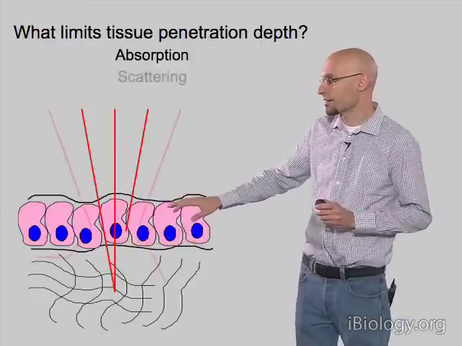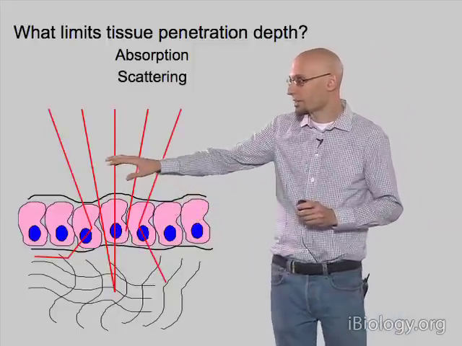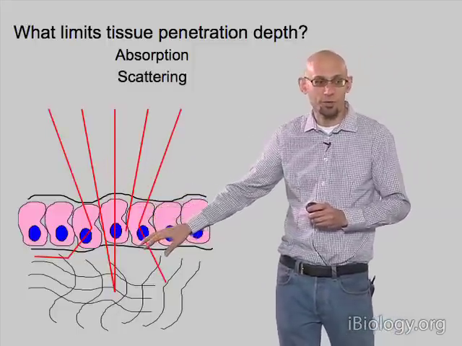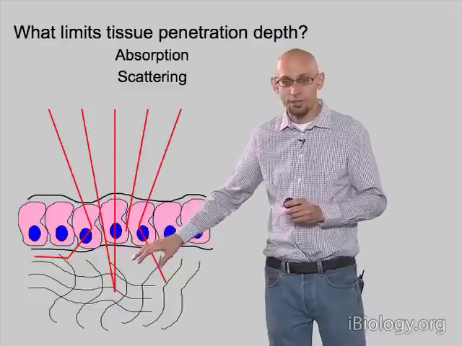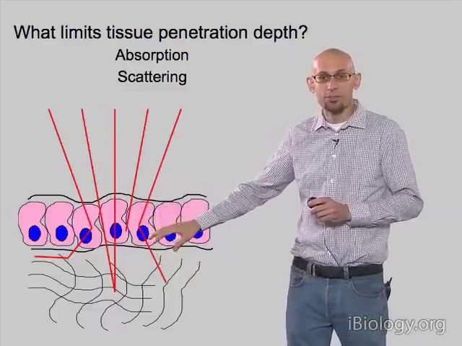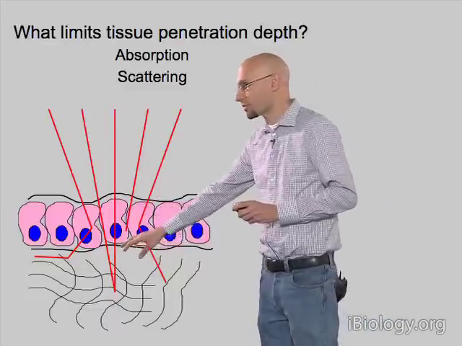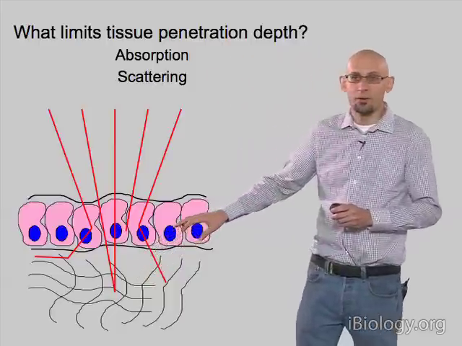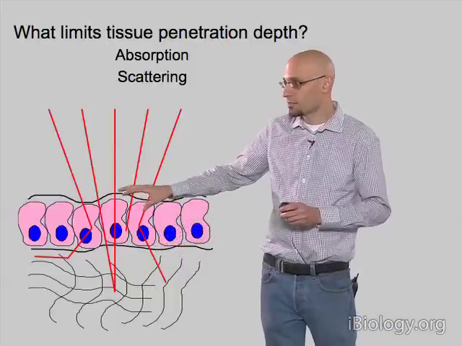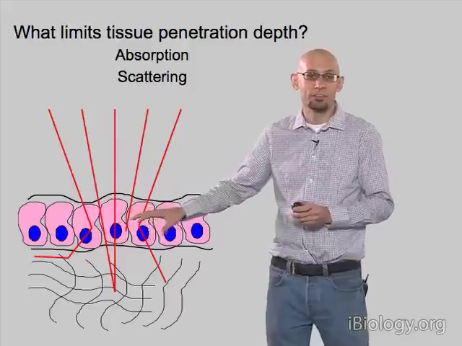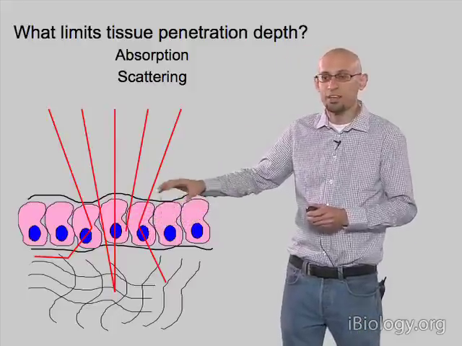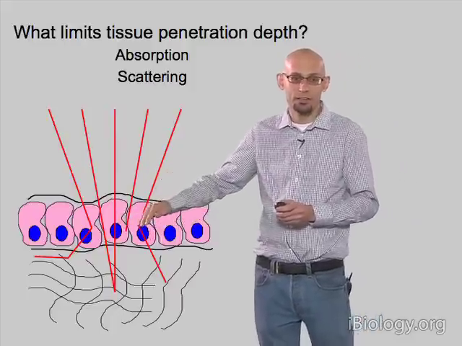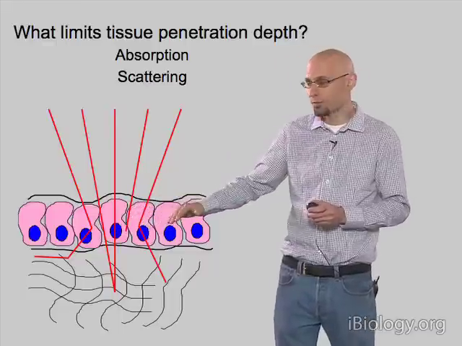And other rays that are entering the sample will be scattered, so they'll bounce off objects in the tissue, off refractive index discontinuities, and they'll be scattered to new directions so that they no longer converge at this focus. And both of these effects are dependent on how thick the tissue is, right? Because there's, in each case, a constant probability per unit depth of being scattered or absorbed.